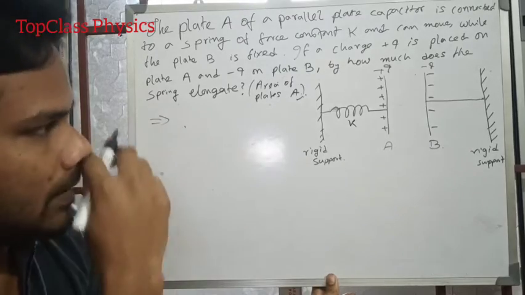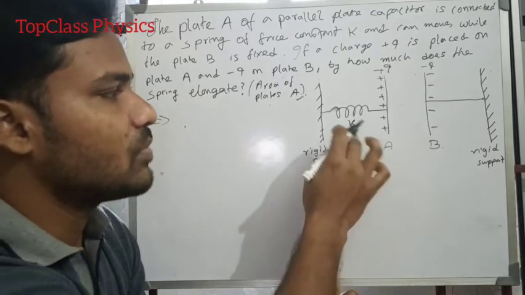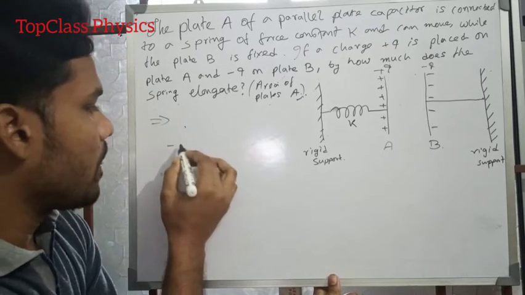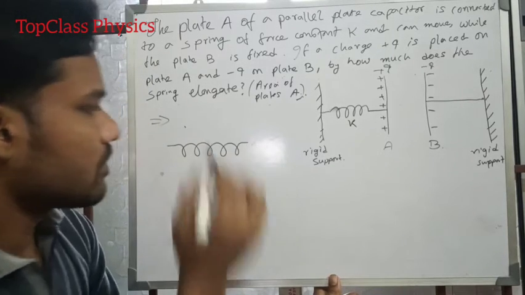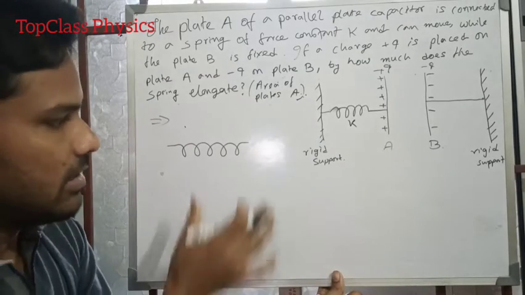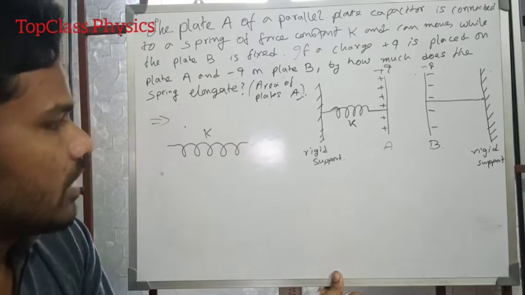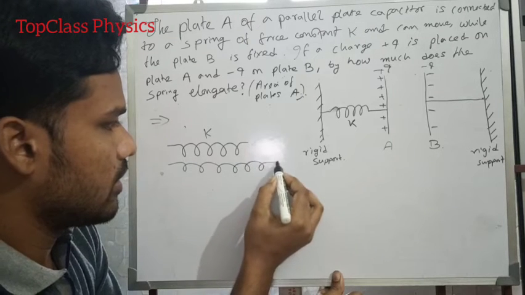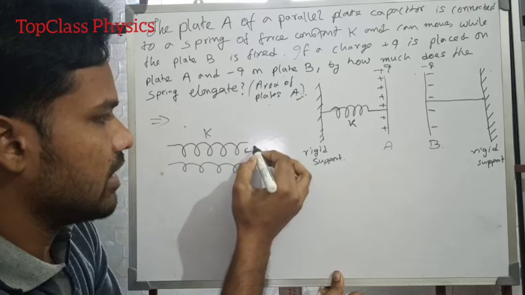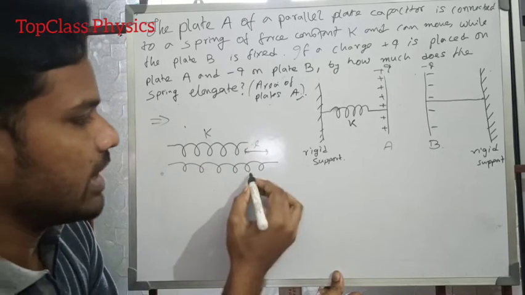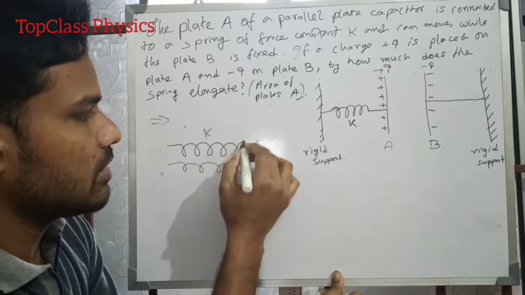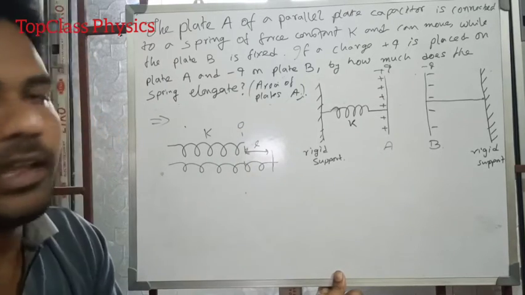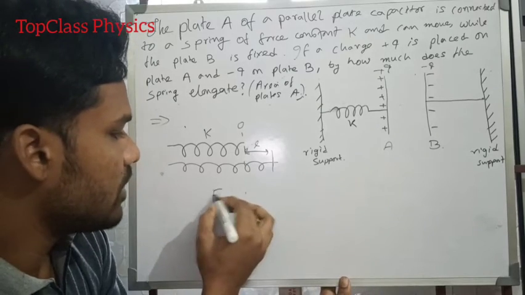First of all, two concepts are needed here: one is the spring concept, another is the capacitor concept. Suppose I take a spring, a normal spring, and in the normal condition the spring constant is K. Now if I elongate it like this, by say L, this is the normal position, this is 0, and I elongate it by L.